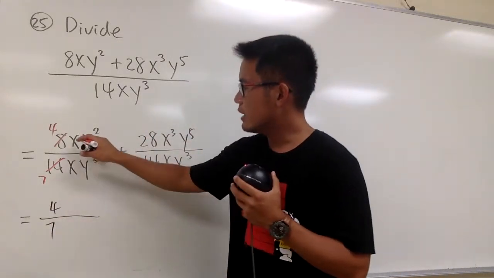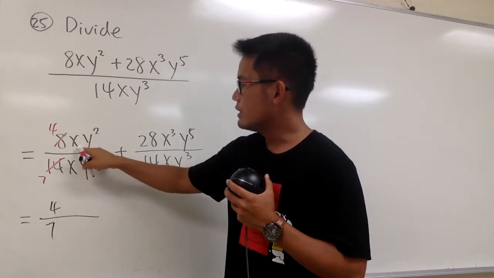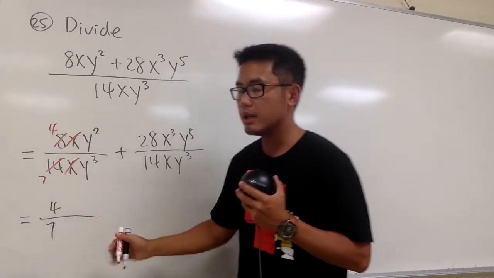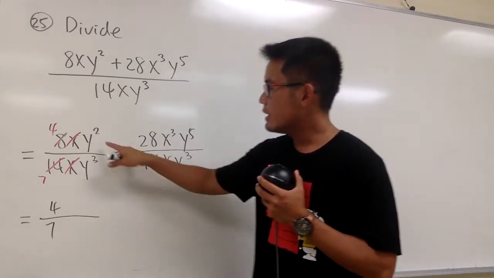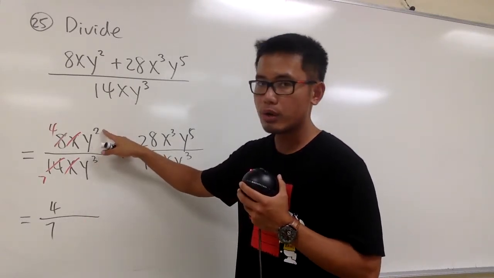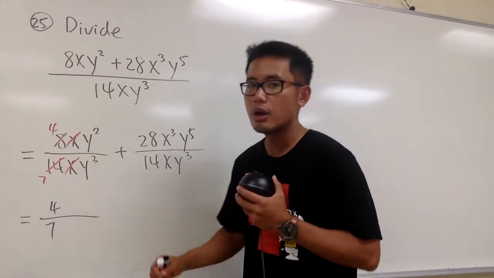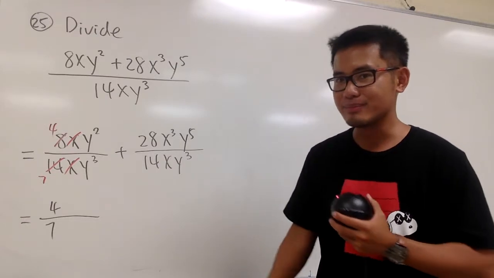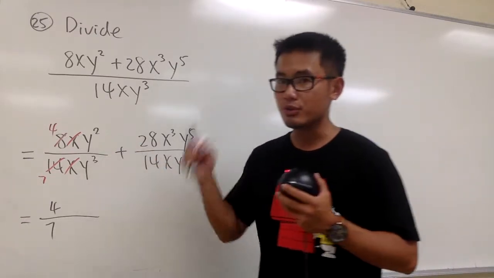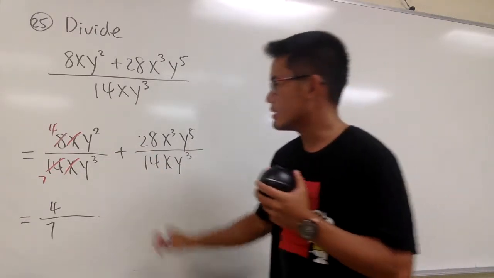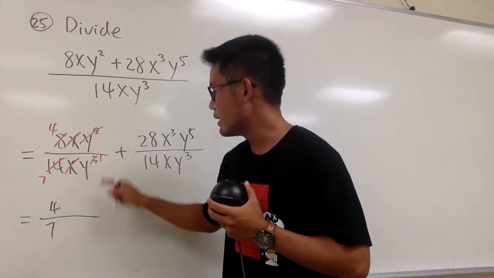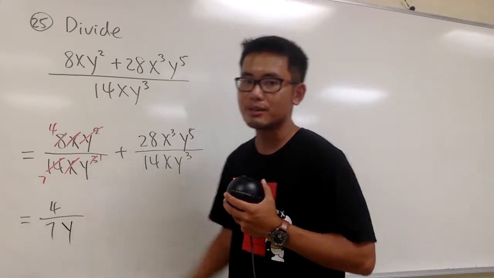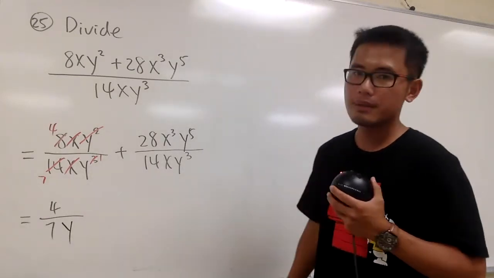And then let's look at the variable, the x. Well, this is x to the first power, this is x to the first power, so they cancel each other out completely. No more x left. And here we have y to the second power. Here we have y to the third power. We have more y's on the bottom, right? So we will have some y left on the bottom. You can just do 3 minus 2, so you have 1 y left. So you cancel this out and this becomes 1. Therefore, you will just have y to the first power left on the bottom. So that's it for the first one.